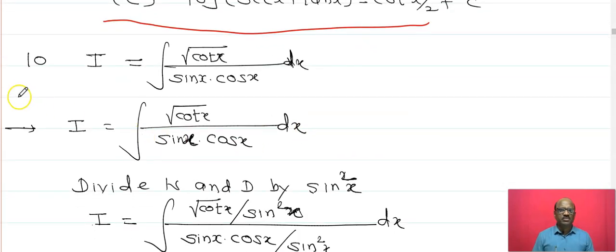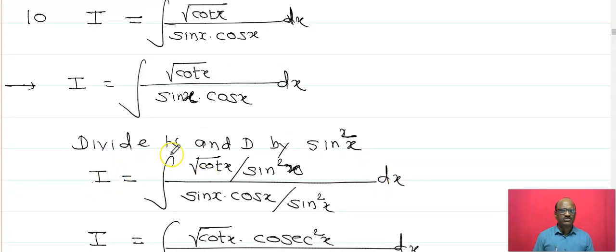Now the next problem, number 10. I equals integral of root of cot x upon sin x into cos x, into dx. And next, this is our integral. Now divide numerator and denominator by sin square x. If we divide, I equals integral of root of cot x upon sin square x, upon sin x into cos x upon sin square x. That is, we are dividing the numerator and the denominator by sin square x.